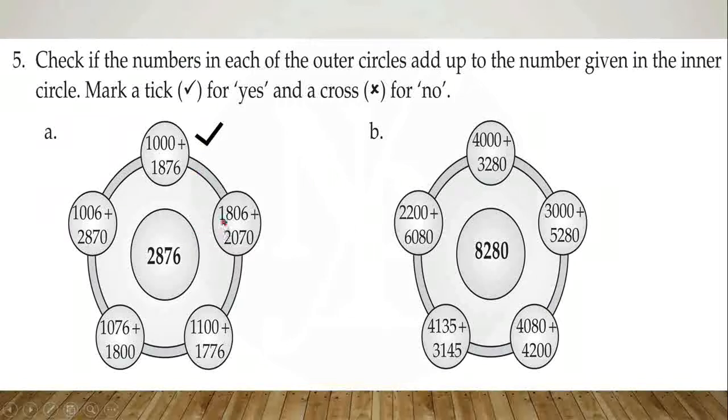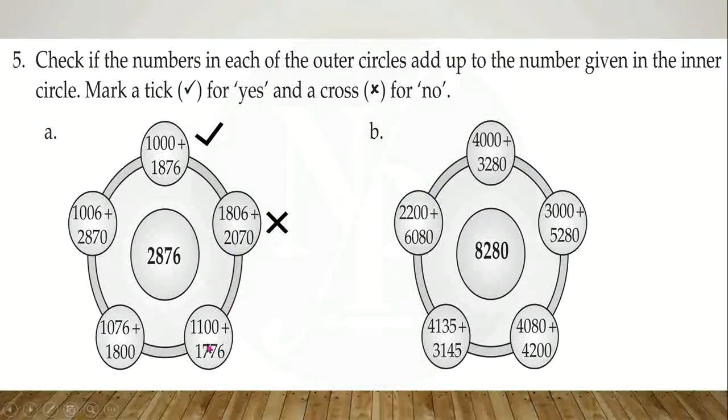And when you add 1806 and 2070, it will be more than 3000. Just looking at digits at the thousands place, you have 1 here and 2 here. 1000 plus 2000 is 3000. So the number here we have is 2876. So it will be more. The sum is not same as this. So we will put a cross mark here. It will be more than 3000.